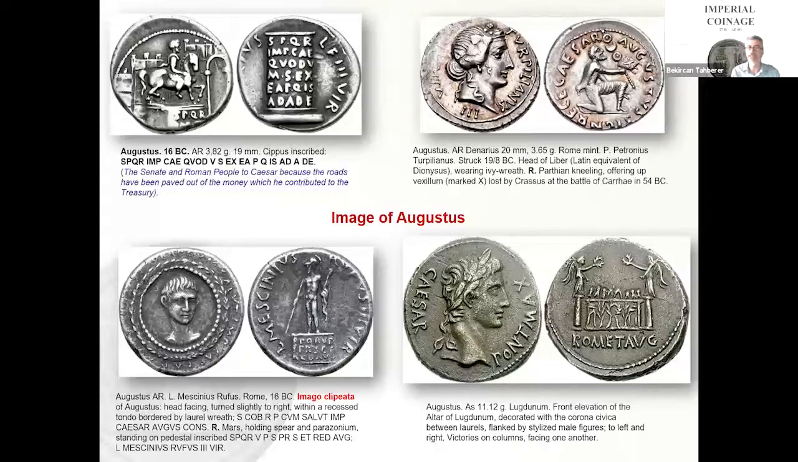So this is a coin that was minted to celebrate the altar founded at Lugdunum. And on this coin, he simply advertises himself as Rome and Augustus. And he is Rome. And whatever he does is what Rome is doing, not what he is doing.